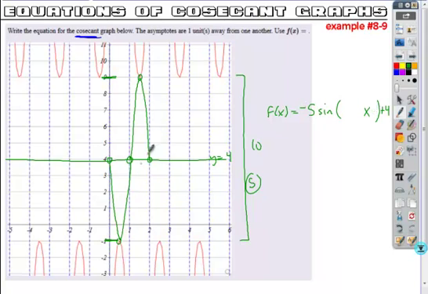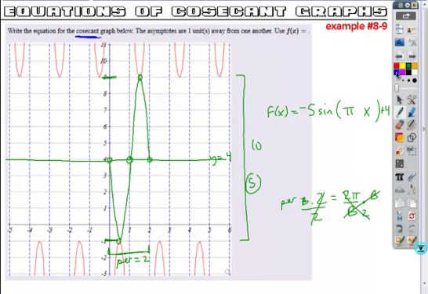So if this is my period, I see that my period is from 0 to 2, right? So if I take 2 and I set it equal to the equation for my period, which is 2 pi over b, I can now solve for b. So if I multiply both sides by b to get that out of the denominator, divide by 2, that gives my b value is pi. So there's my multiplier in front of x. That's all I need to do.